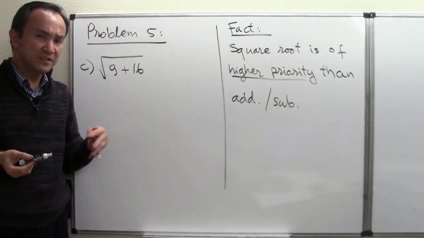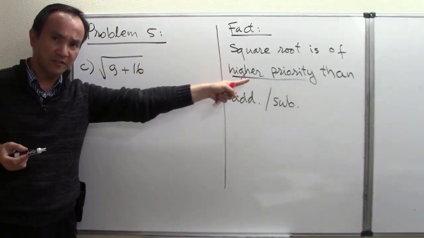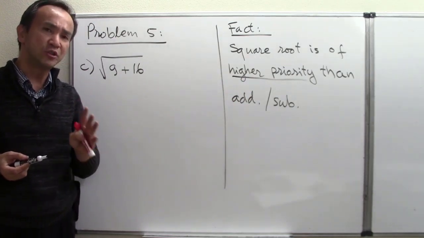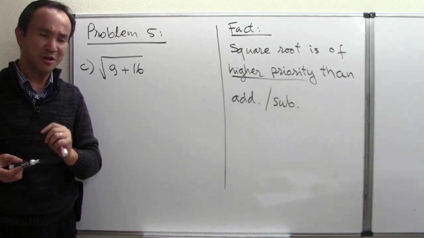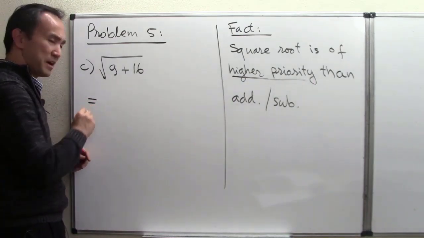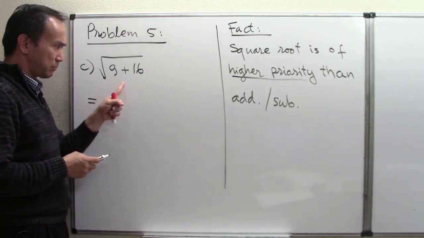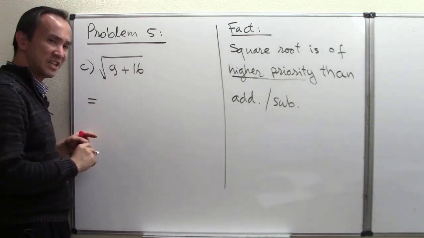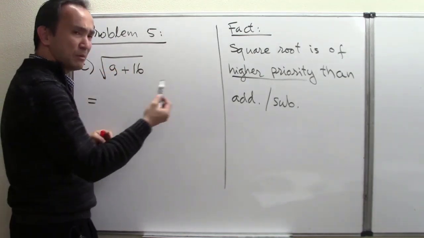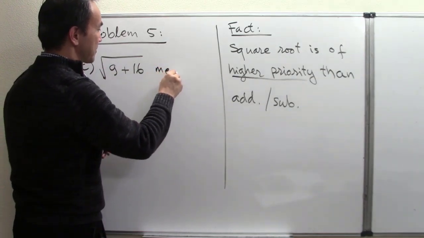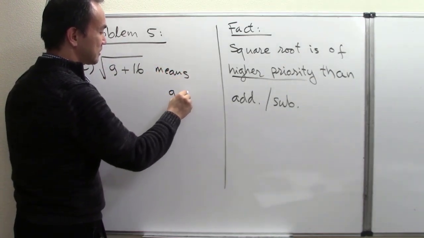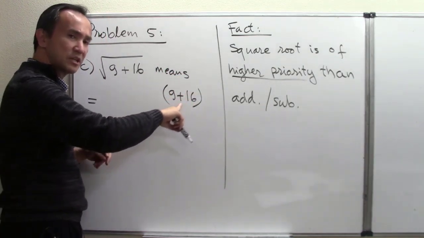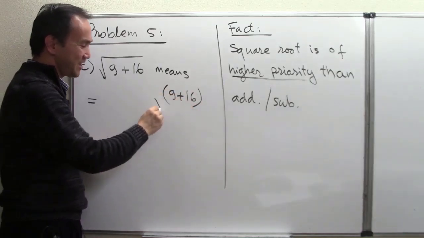All right, but even though I said square root is of higher priority than addition or subtraction, there are still times where we need to work more cautiously. We need to pay extra attention. In this problem we have the square root of the sum 9 plus 16. The way I see it, the interpretation is that 9 and 16 are being grouped. That sum of 9 plus 16 is being grouped in parentheses, and then we take the square root.